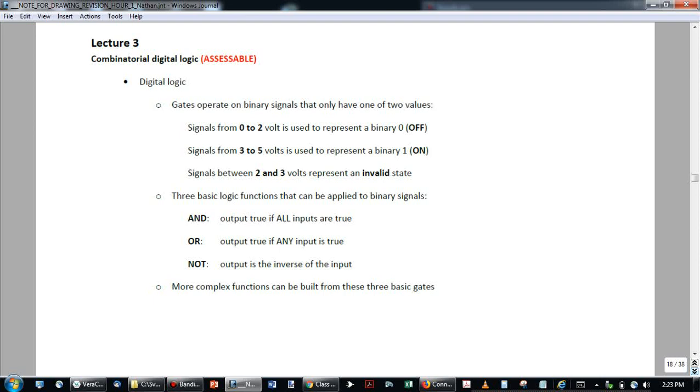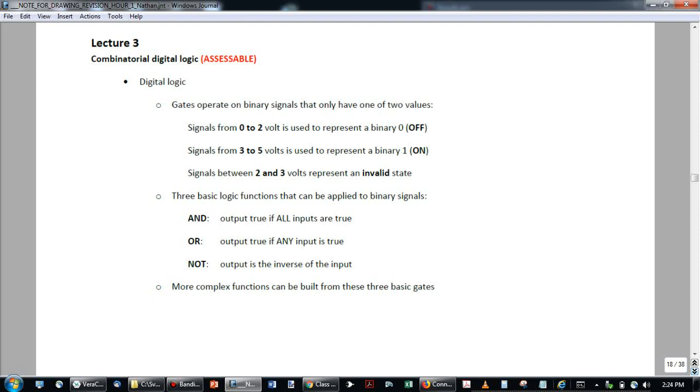Lecture 3 was combinatorial and digital logic. Digital logic, the gates operate on binary signals, which have 1 or 2 values. Basically, there's some voltage. 0 to 2 volts is off or 0, 3 to 5 volts is on or 1, and then between 2 and 3 volts is an invalid state. So there's a switch over between on and off, and so there's a gap there. For our purposes, we don't really need to know too much about the electrical details. What we do need to know is that there is a 0 and a 1, and those are the only 2 cases you can have.